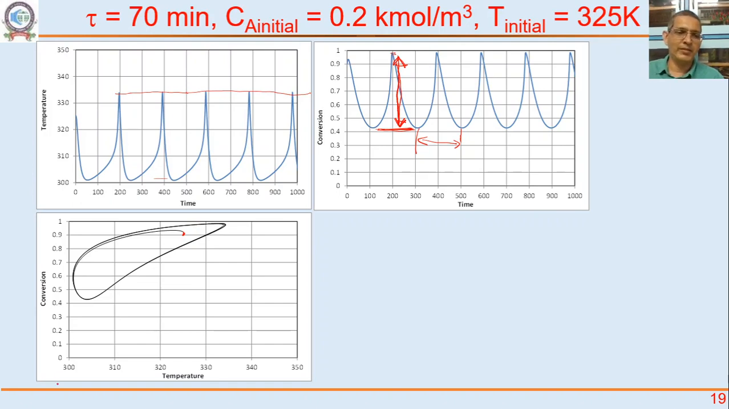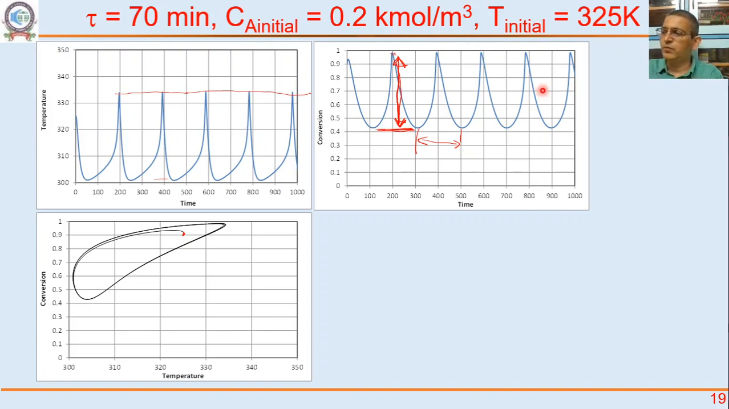Don't worry about the name. See what the implication is for our reactor. The reactor oscillates all the time. Now process control becomes even more important. How do I dampen out these oscillations and make sure that the reactor operates safely? Otherwise, we will have a reactor which is oscillating, temperature changing by 40 Kelvin, 50 Kelvin, 50 degrees centigrade, 40 degrees centigrade. Conversion is jumping from 40% to 90%. It is cyclical behavior, just oscillating, not reaching a steady state. The only change we have made is residence time, from 100 minutes to 70 minutes.